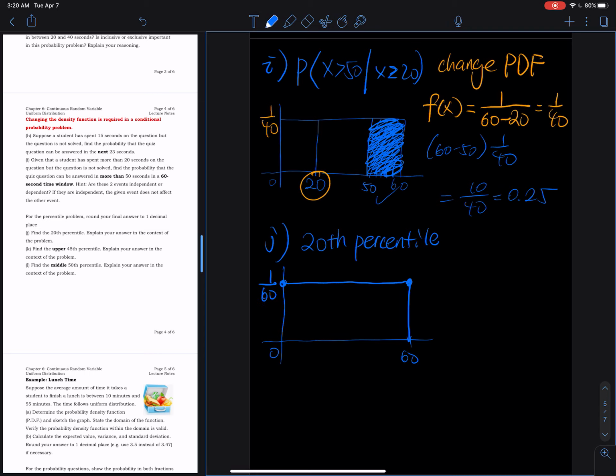Again, this is not a conditional probability. It is okay to use the 60. 20th percentile. Remember what Q1 is? In your box plot, Q1 is the 25th percentile, the first 25% of the data. This is 20%. 20% means I am going to cut 20% on the left side. Another way to say this is the first 20%.